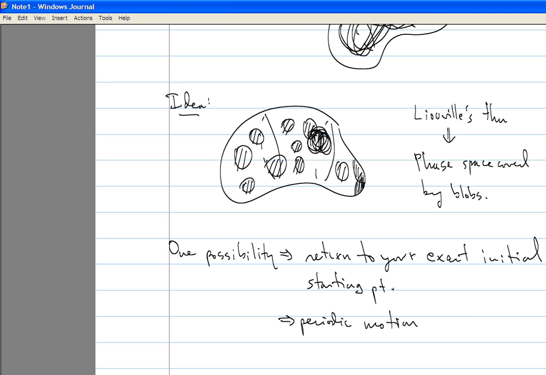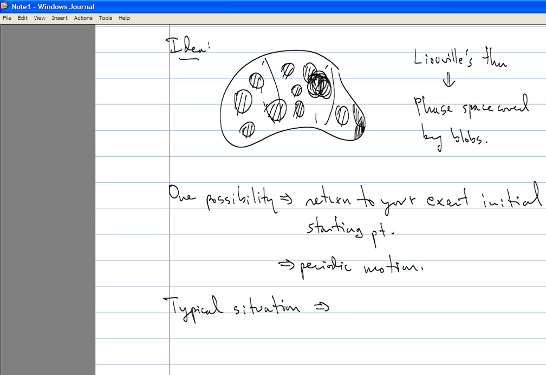So for example, in a lot of the systems with more than one degree of freedom that we have studied in the class, the motion is genuinely periodic. You actually do return to your starting position after some time t. However, that is not the typical situation. And the typical situation is that you never return exactly to your starting point.